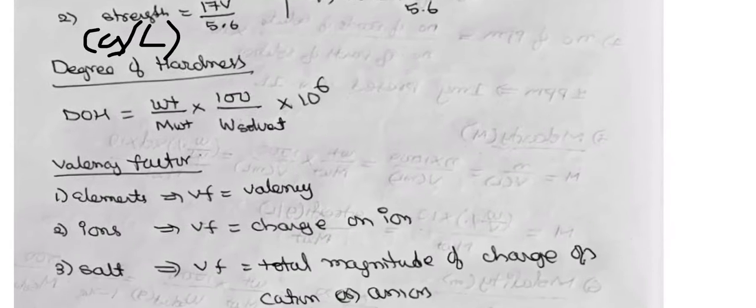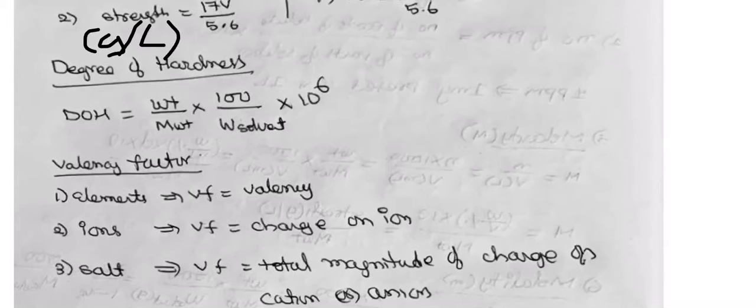And degree of hardness we can use. Some solute will be present, so we take the solute's weight by molecular weight, the number of moles. With respect to calcium carbonate, the molecular weight is 100, divided by weight of solvent, into 10 power 6. That will give the degree of hardness. So based on the compounds you have to find out.